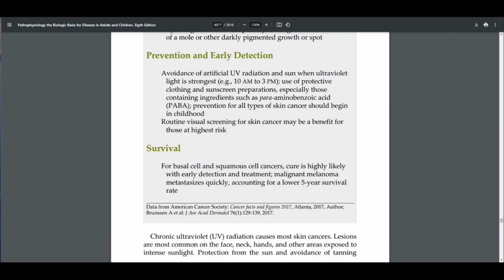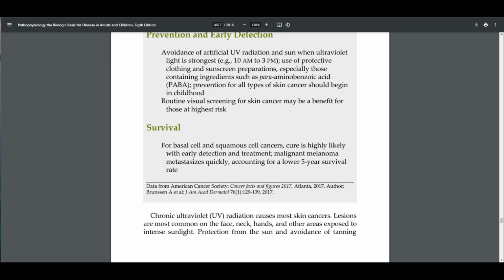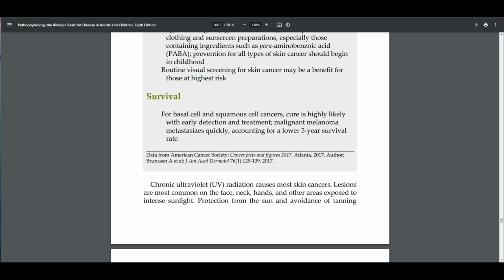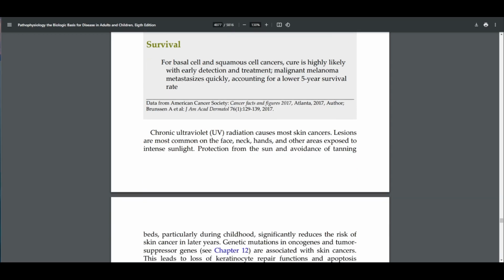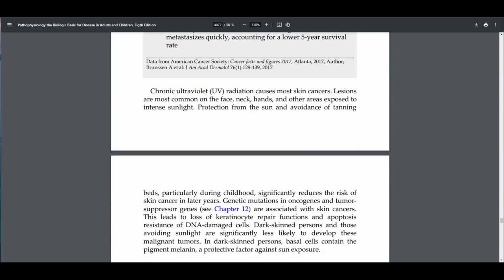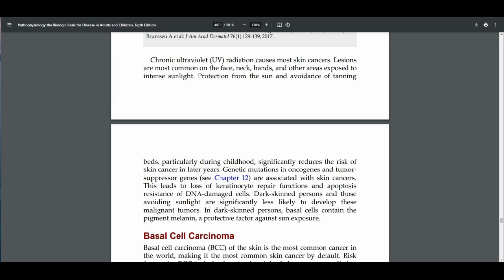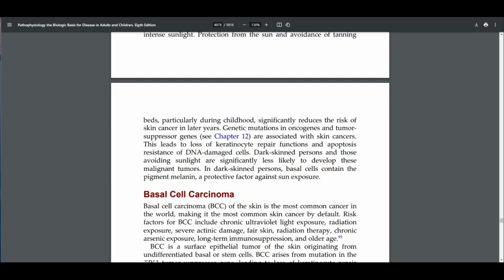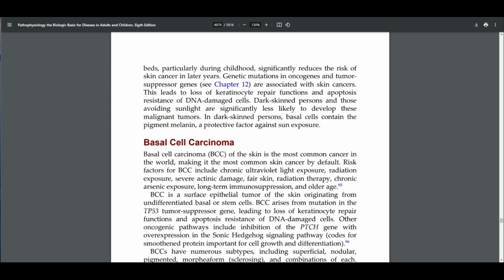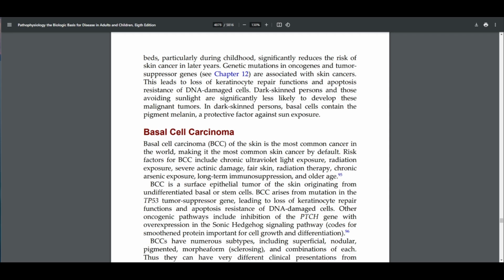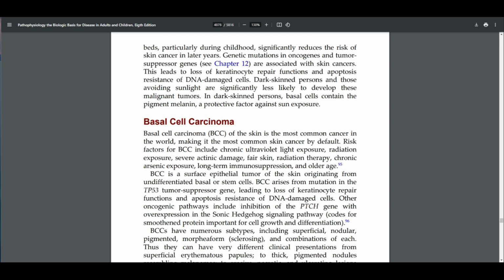Chronic ultraviolet radiation causes most skin cancers. Lesions are most common on the face, neck, hands, and other areas exposed to intense sunlight. Protection from the sun and avoidance of tanning beds, particularly during childhood, significantly reduces the risk of skin cancers in later years. Genetic mutations in oncogenes and tumor suppressor genes are associated with skin cancers.